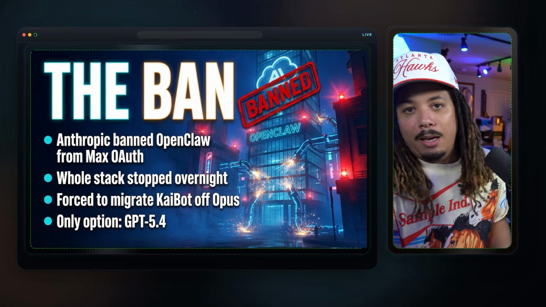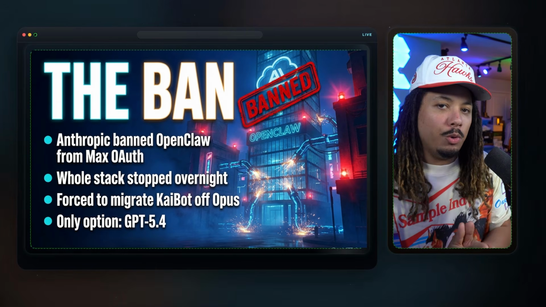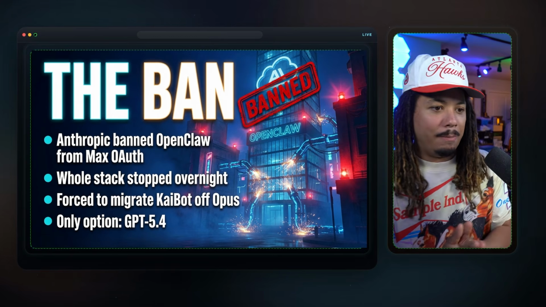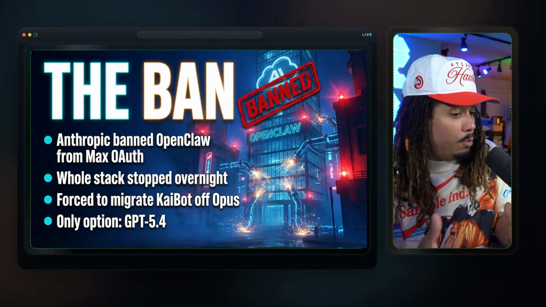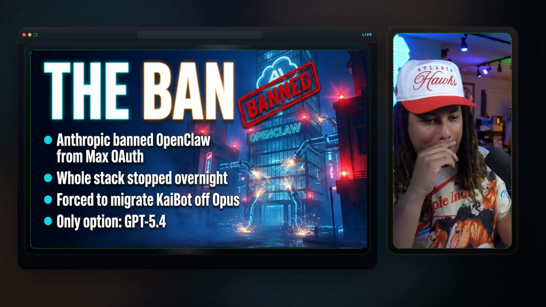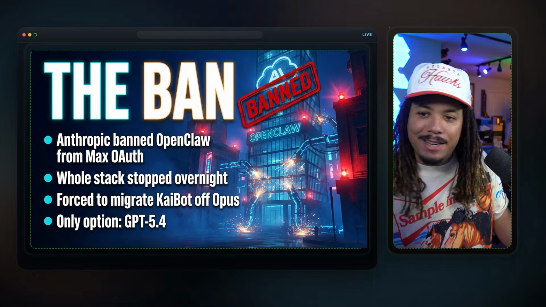And then the ban came. The ban came real recently, and when that happened, it kind of broke the stack. A lot of issues started happening because we were transitioning from Opus to 5.4. And it was just horrible. It was horrible and I didn't like it.